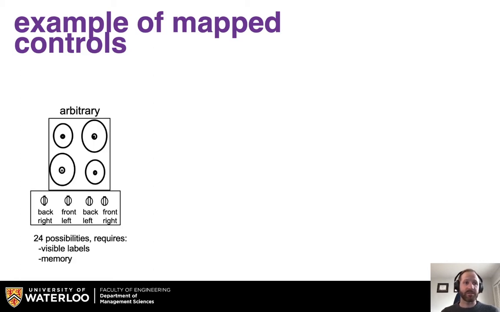They could be arbitrary. So in this case, you have 4 knobs. They're just equidistant in a flat hierarchy, and there's 24 different possibilities for how these mappings could happen. They require visible labels and memory, and if anyone's ever turned the wrong hot plate on a stove, you have used a mapping that was not very usable.